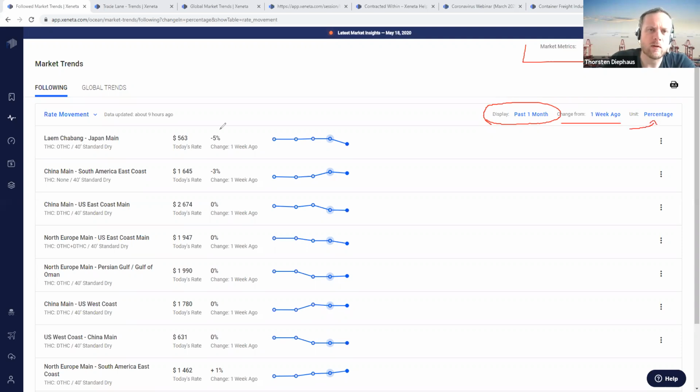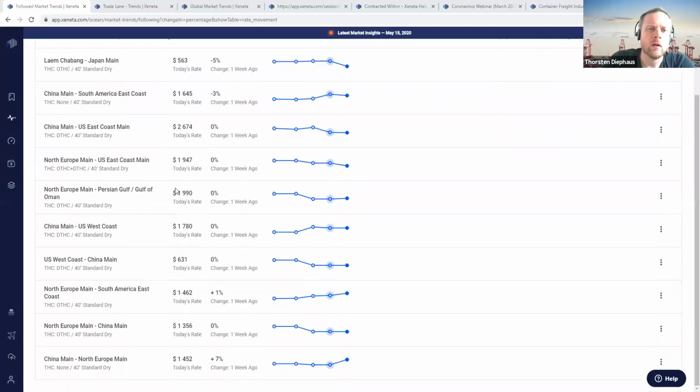That means you see on Laem Chabang Japan main since last week, this short-term market average rate dropped by 5%. China main to South America East Coast dropped by 3%. The remaining ones are quite stable, which is not unusual. We're in the middle of a month.